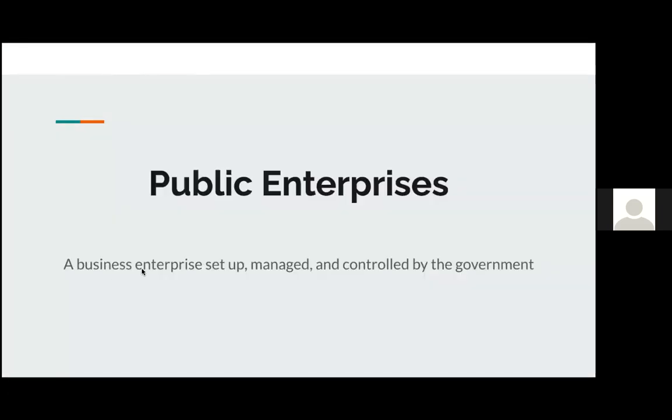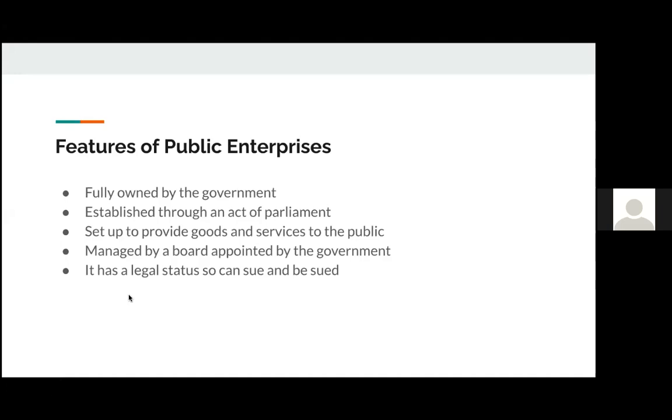Now, the last type of business organization we're going to look at is public enterprises. These are businesses that are set up, managed, and controlled by the government. So all the other ones we looked at were private enterprises. This one is public. It, like I said, is fully owned by the government. It has to be established through an act of parliament. It's set up to provide goods and services to the public.